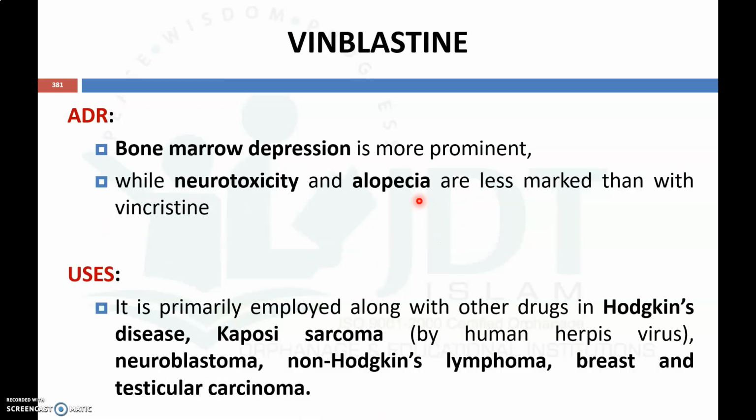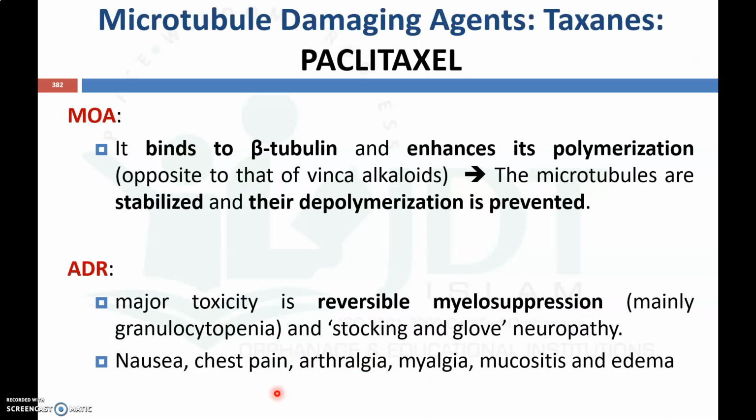Now, vinblastine has ADRs like bone marrow depression, and the neurotoxicity and alopecia are less marked than with vincristine. It is primarily employed in conditions like Hodgkin disease, Kaposi sarcoma, neuroblastoma, non-Hodgkin lymphoma, and breast and testicular carcinoma.